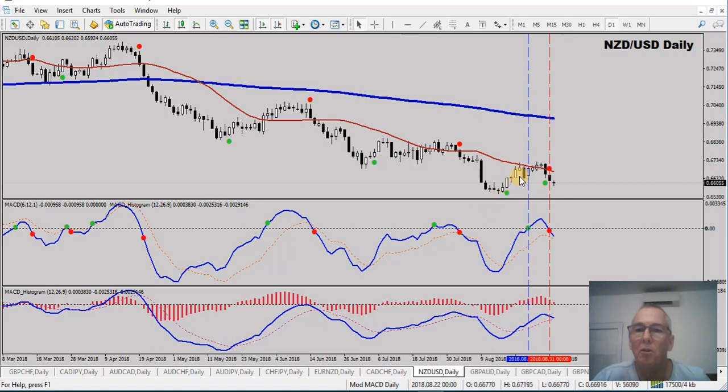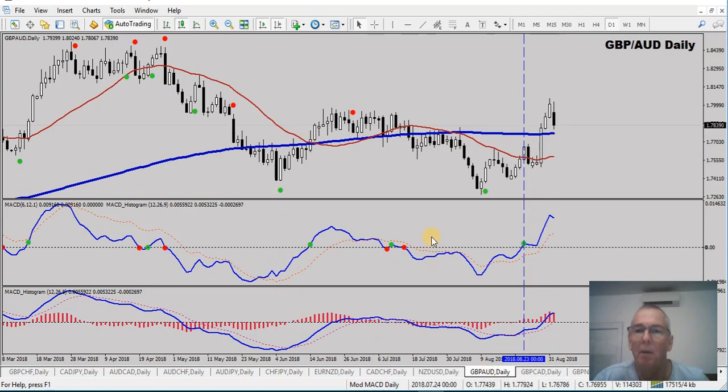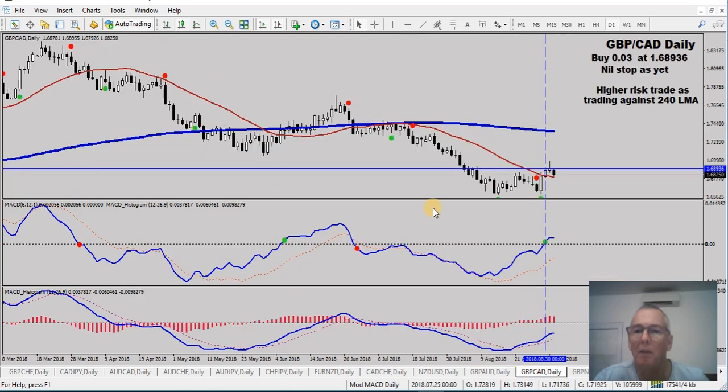New Zealand USD, there's a buy there. The filter kept me out. There's a sell there. The filter kept me out of that too. So not sure where it's going to go yet, but not in any trade. Pound CAD. The filter kept me out of a buy trade here, which is probably regretful. It did go against me initially, but then it shot up. Sorry, did I say pound CAD? It's pound Aussie. Pound CAD's coming up next.